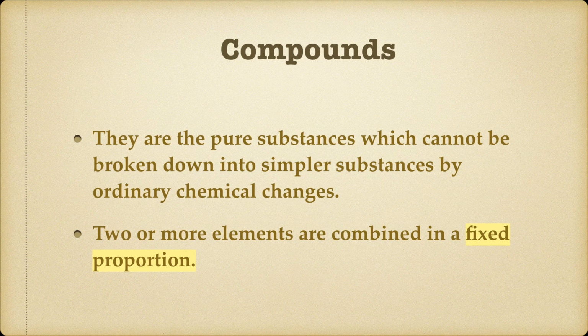So you might have come across many compounds like H2O. Over there, H and O are in a fixed proportion, that is hydrogen to oxygen is 2:1. Okay, that means whatever be the elements in a compound, they will be in a fixed proportion. That is what is written. Two or more elements are combined in a fixed proportion.